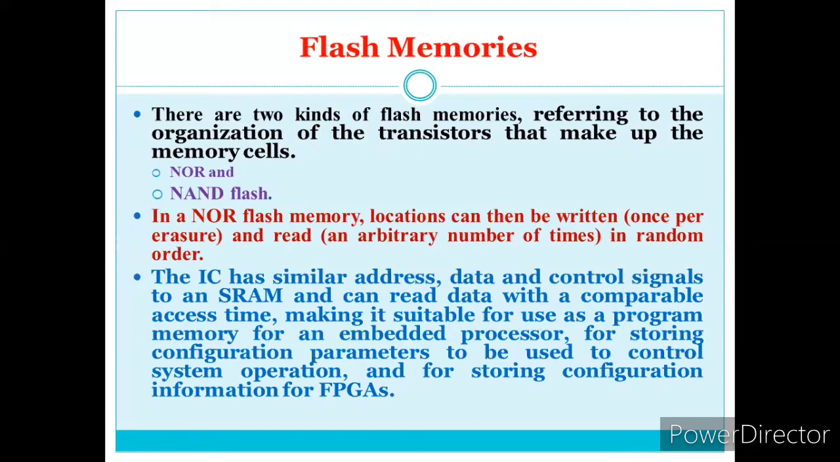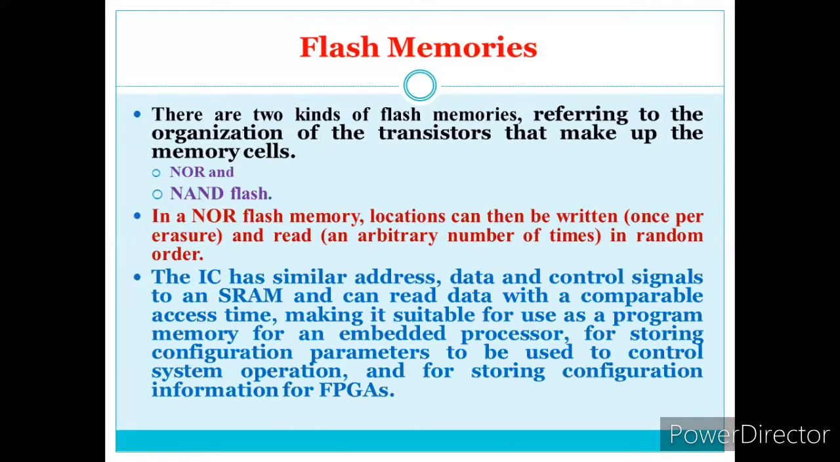In NOR flash, locations can be written and read in random order. So in NOR flash memory, a location can be written, that is, one per erase, and read an arbitrary number of times in random order. Whatever data you store after erasing in the NOR memory, you can read it any number of times till it wears off.